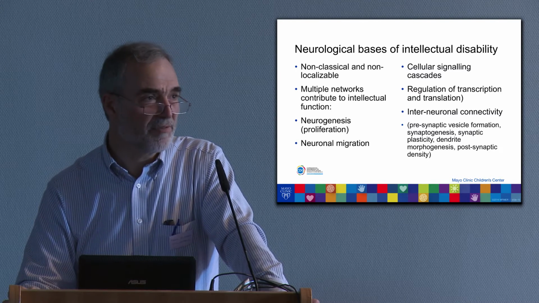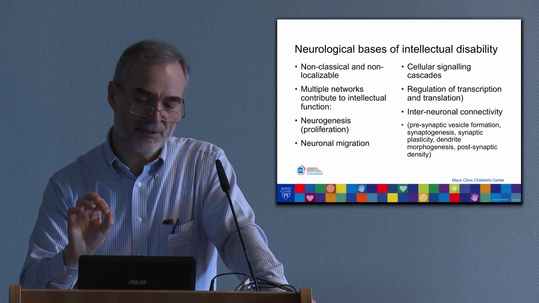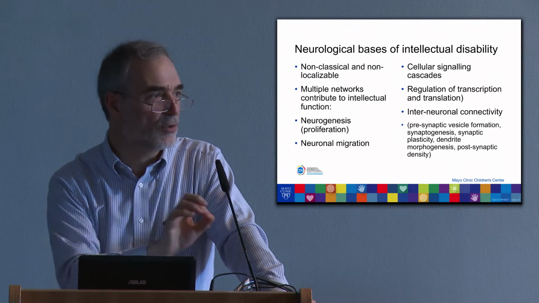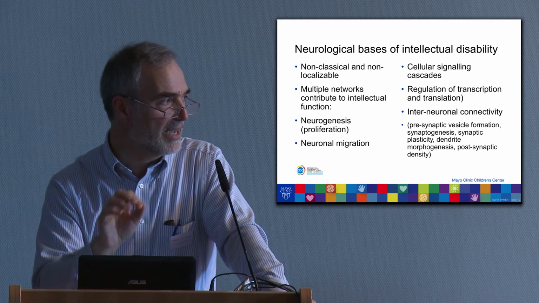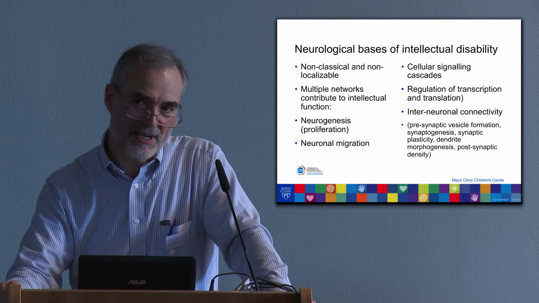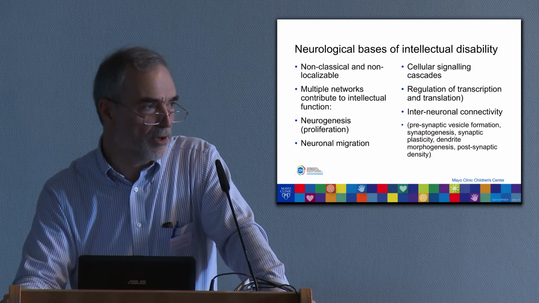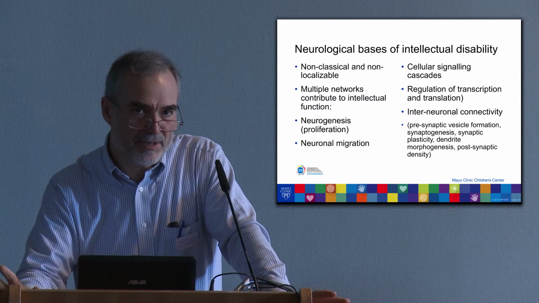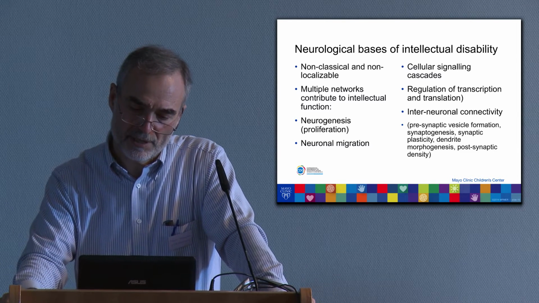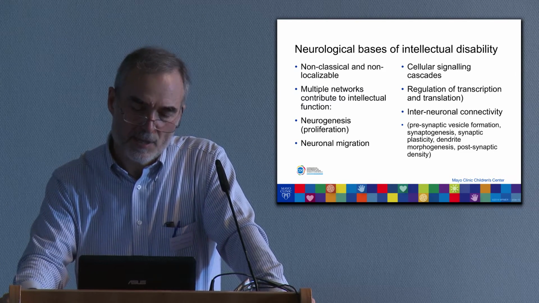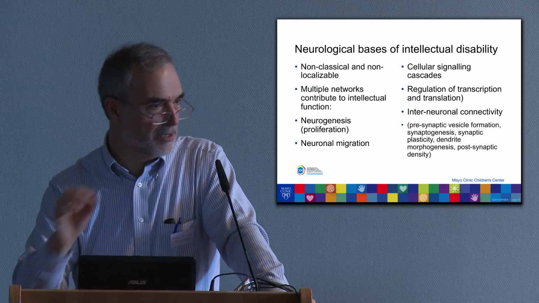And one of the other important factors, getting down to a molecular level, is that cells have to signal to one another to develop appropriately. And if these so-called signaling cascades are disrupted, again, one of the consequences may be widespread dysfunction of neuronal networks and intellectual disability. And then we get down to some very basic mechanisms in neurology.